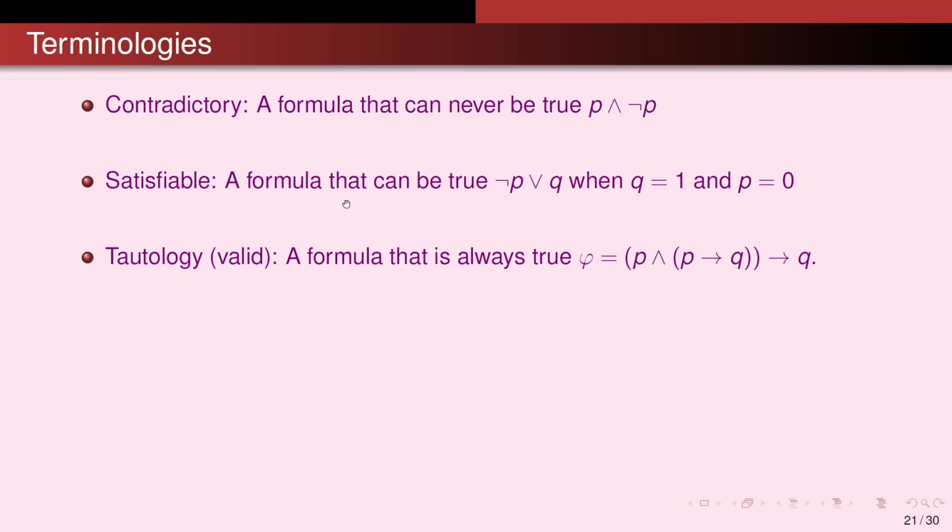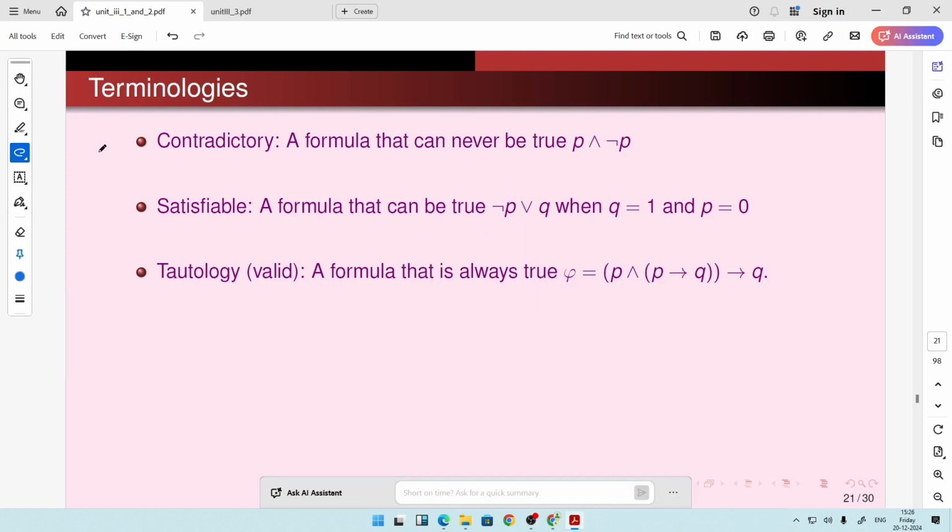A satisfiable formula is one that can be true in some case. Say you take the formula not P or Q. Suppose Q is 1 and P is 0. Then we have not of 0, or 1. Not of 0 is not of false, which is true, so true or true is going to be true. Therefore, this formula, which evaluates to true in some case, is satisfiable.